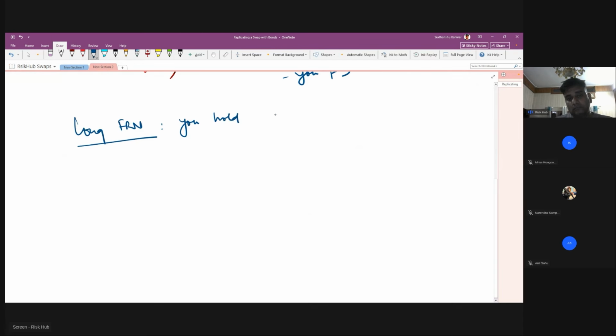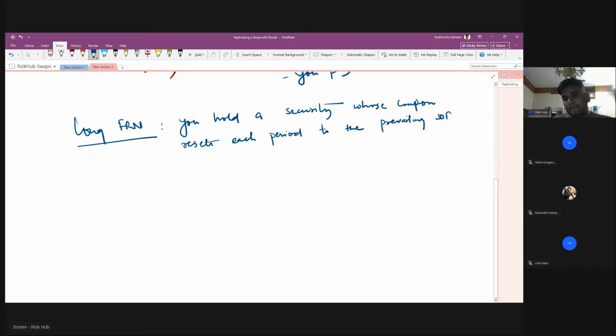You hold a security whose coupon resets each period to the prevailing SOFR plus any spread.